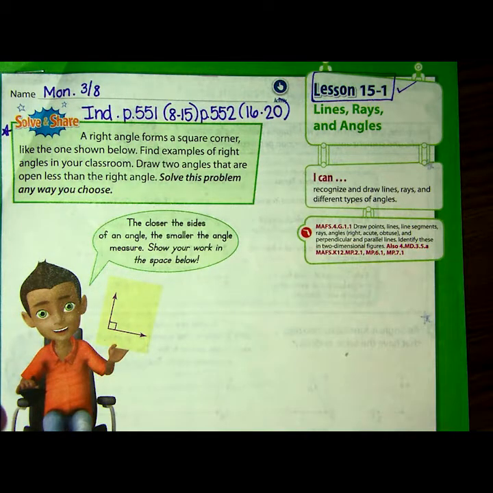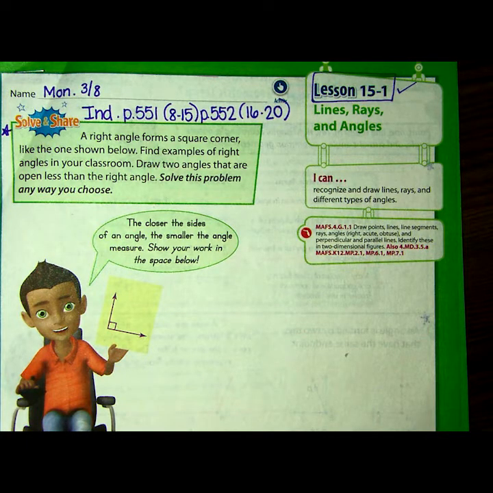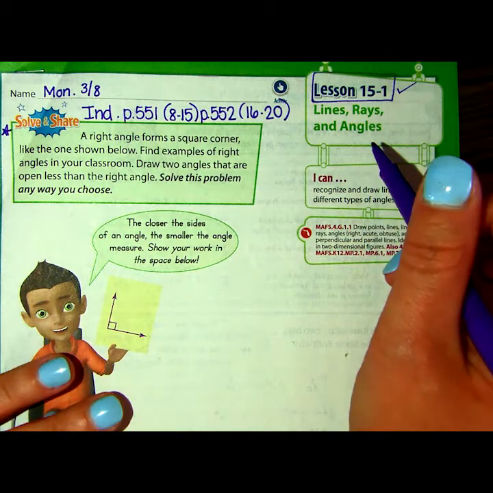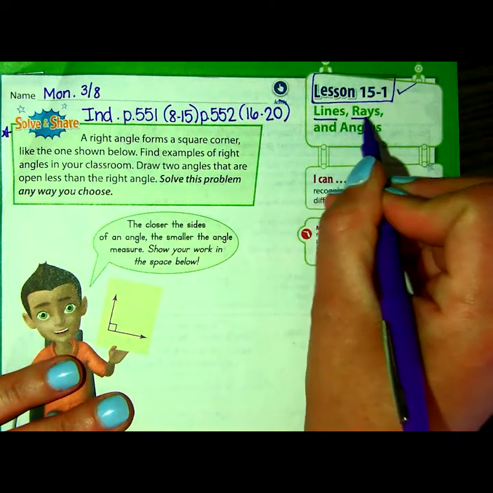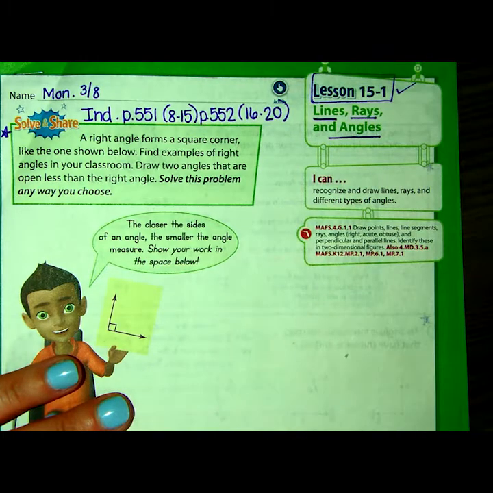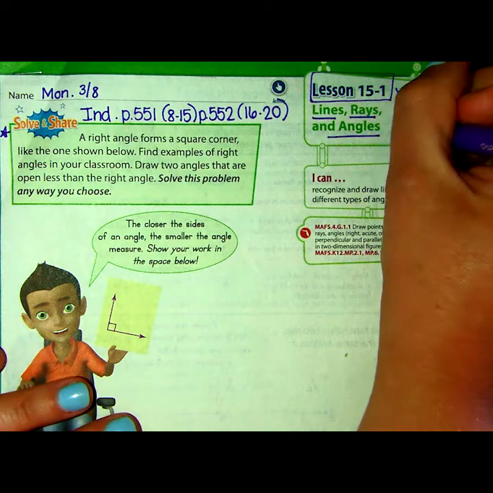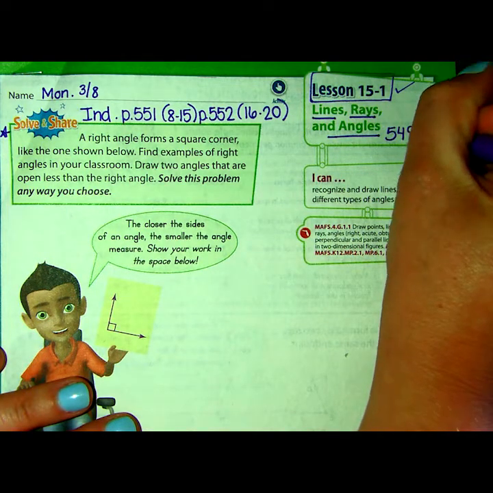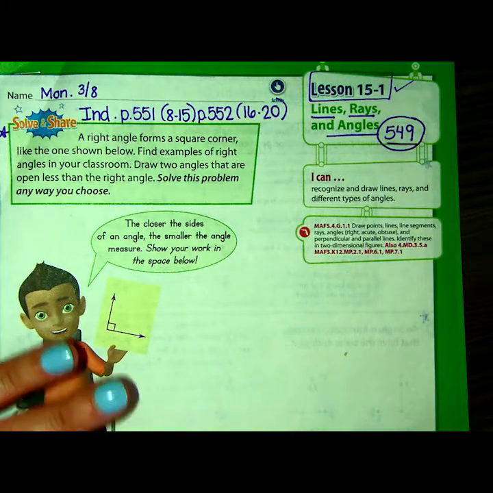We actually covered a little bit of geometry at the beginning of the school year, just to kind of revisit the third grade standards and what you should have covered in third grade on this area. So today we're going to be reviewing and revisiting lines, rays, and angles. I am on page 549 right now in your textbook. So you need to have volume 2 open and you need to make sure that you are following along.